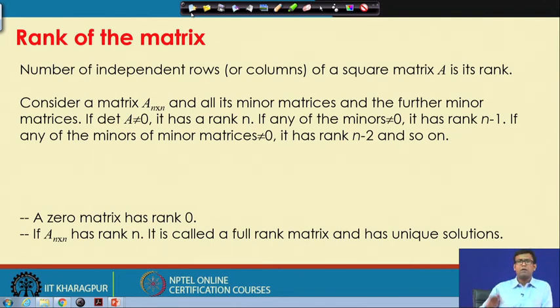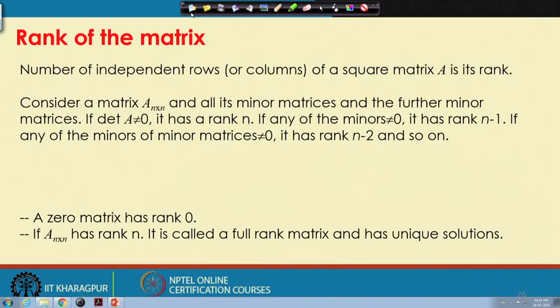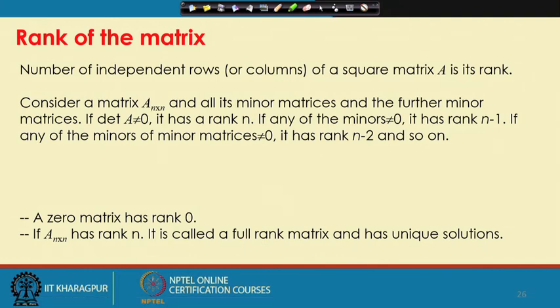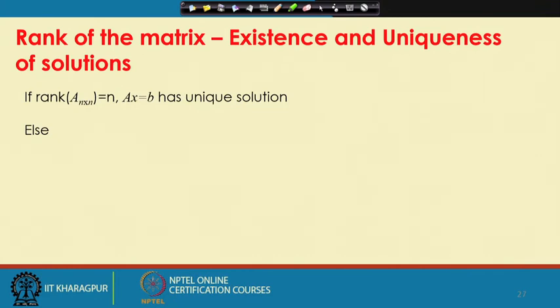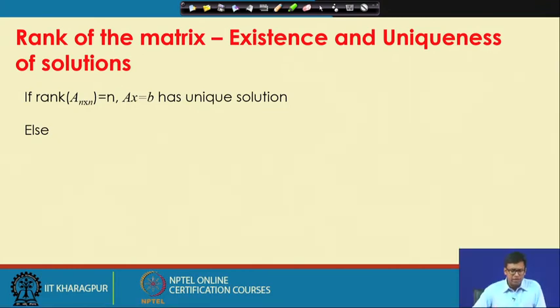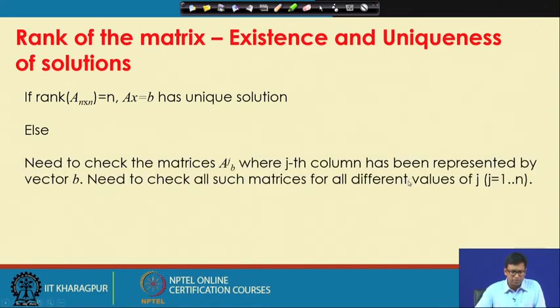If all the elements of a matrix are 0, it will automatically have rank 0, otherwise it will have at least rank 1, if there is one non-zero component. And if an n into n matrix has rank n, we call it a full rank matrix, which will always give a unique solution. So, if the rank of A, which is n into n, is n, Ax equal to B will always have a unique solution.